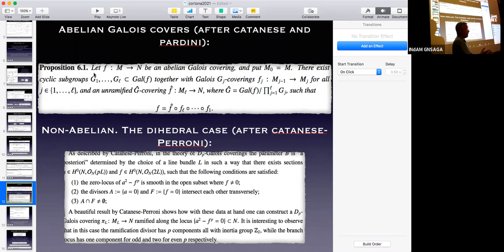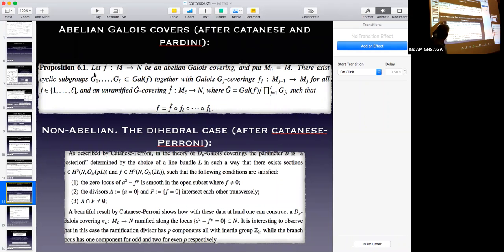Remember, now you have only the base. So your data are the base and the group, the dihedral group of order 2p, which is usually indicated by D_p. Okay. So you take the line bundle, and then the problem is: are there holomorphic sections of the bundles p times L and 2 times L with the following condition.